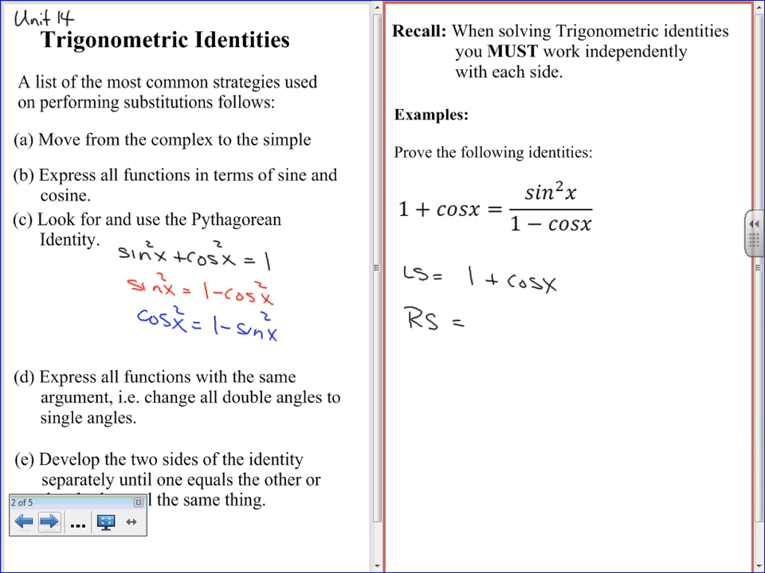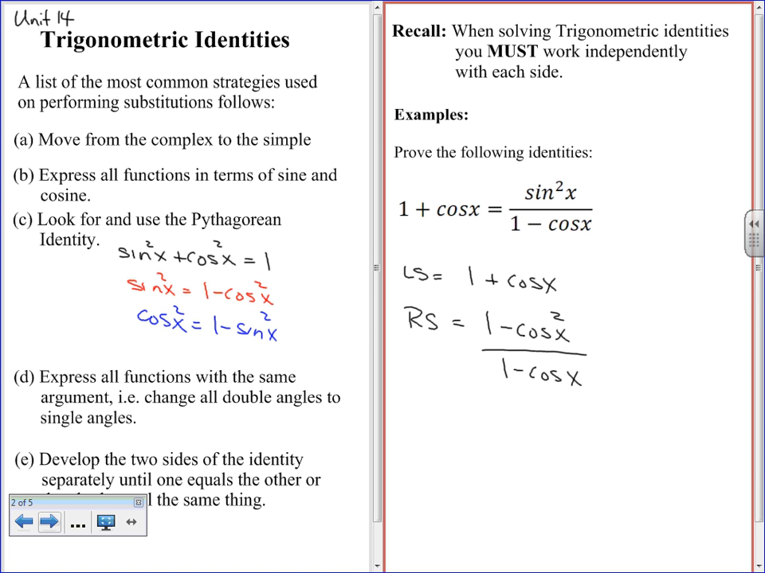Okay, these are very common. This one here, the black, the red, and the blue, you're using these very often when you're doing trig identities. So I'm going to change the sine of x squared into 1 minus the cosine of x squared.